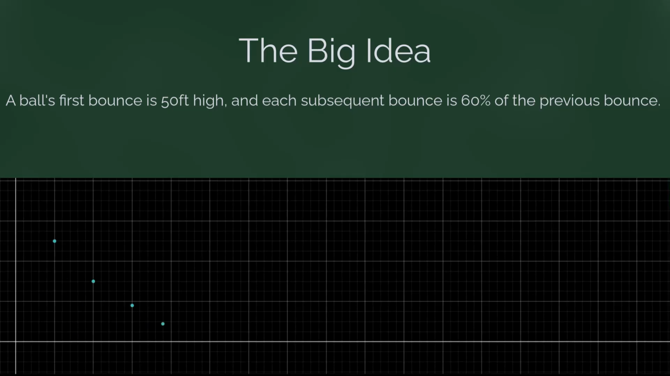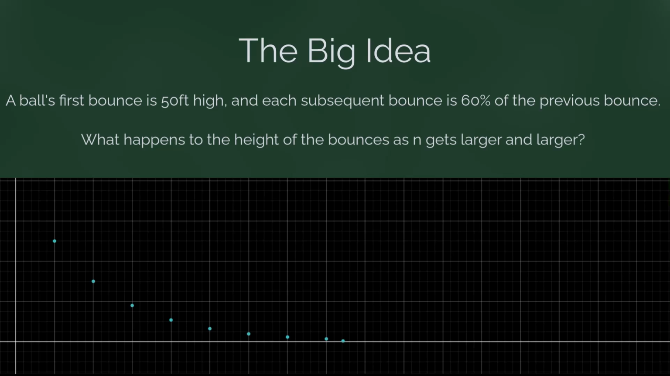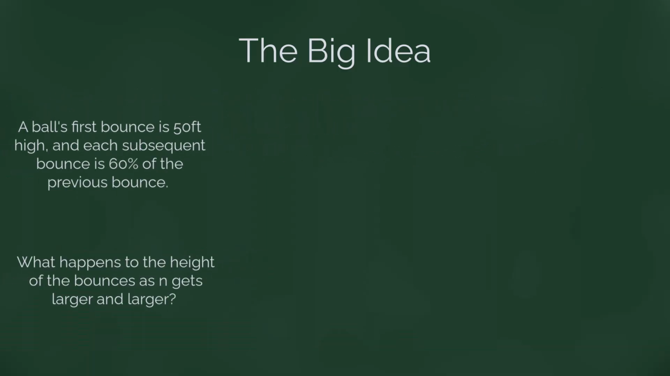If we consider the sequence of bounces, b sub n, then we can ask ourselves, what happens to the height of the bounces as n gets larger and larger? We can write this sequence as the geometric sequence b sub n equals 50, the height of the original bounce, times 0.6 raised to the n minus 1 power. Then our question, what happens to the height of the bounces as n gets larger and larger, is equivalent to finding the limit as n goes to infinity of b sub n.